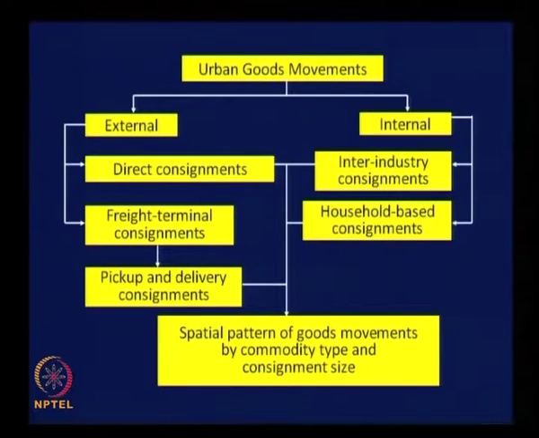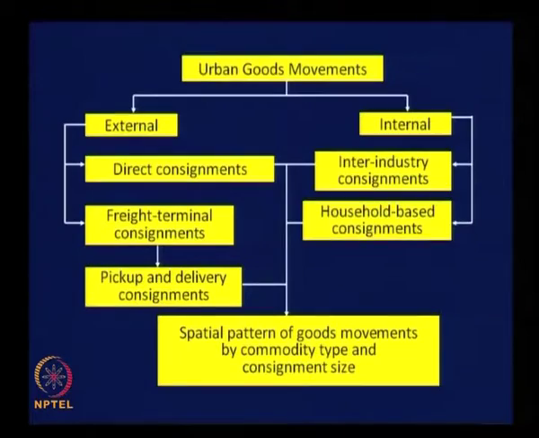In the case of internal movement, there could be two categories. One is between industrial units or manufacturing plants, inter-industry consignments. The other, household based consignments, right. All these movements together provide us finally spatial pattern of goods movements by commodity type and consignment size.